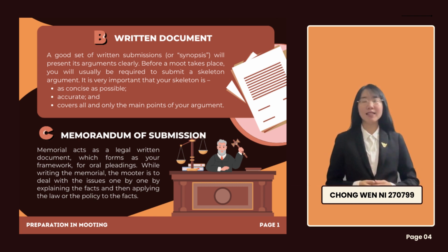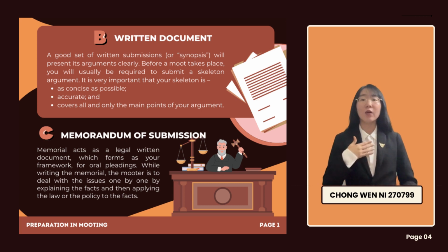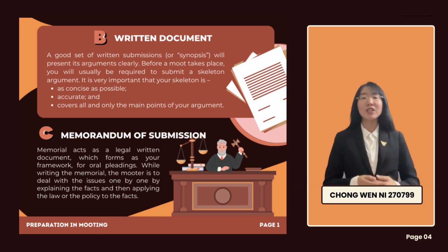Before a moot takes place, you will usually be required to submit a skeleton argument. It is very important that your skeleton is as concise as possible, accurate, and covers all and only the main points of your argument. A properly drafted skeleton argument for a hearing contains a number of items. They include an introduction, a list of issues, a case summary, a summary of the arguments, and a conclusion. You should therefore be able to demonstrate that you can read your instructions and follow them to the letter. This also helps to create a good impression and show that you have really thought about what you are doing.